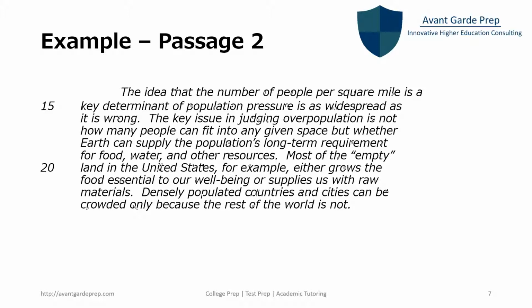The idea that the number of people per square mile is a key determinant of population pressure is as widespread as it is wrong. The key issue in judging overpopulation is not how many people can fit into any given space, but whether Earth can supply the population's long-term requirement for food, water, and other resources. Most of the empty land in the United States, for example, either grows the food essential to our well-being or supplies us with raw materials. Densely populated countries and cities can be crowded only because the rest of the world is not.